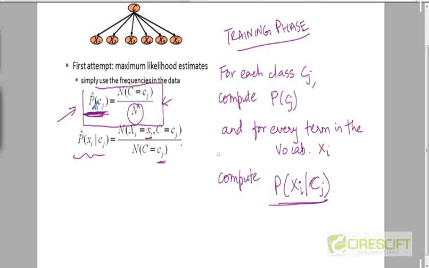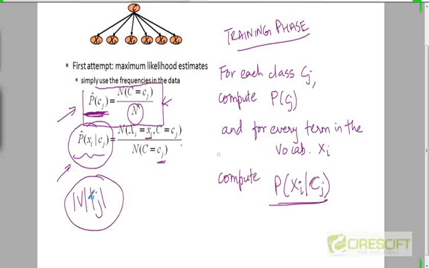So if you compute this set of probabilities, one for each class, how many such probabilities will there be? The size of your vocabulary multiplied by the total number of classes you have. Because for each class you will be computing these probabilities for every term in the vocabulary. So you'll have these many values of probability to compute in your training phase for this particular expression, and of course plus j more values coming from the prior probabilities.